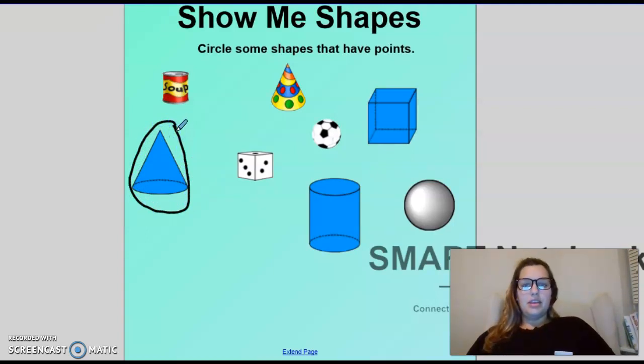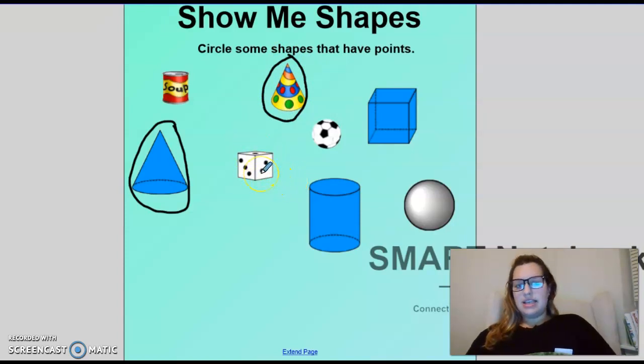Okay. Now, looking at this, is there another picture of something that looks like a cone? What is it? A party hat. Very good. So if the cone has a point, does the party hat have a point? Yeah, the party hat is in the shape of a cone. Very good.